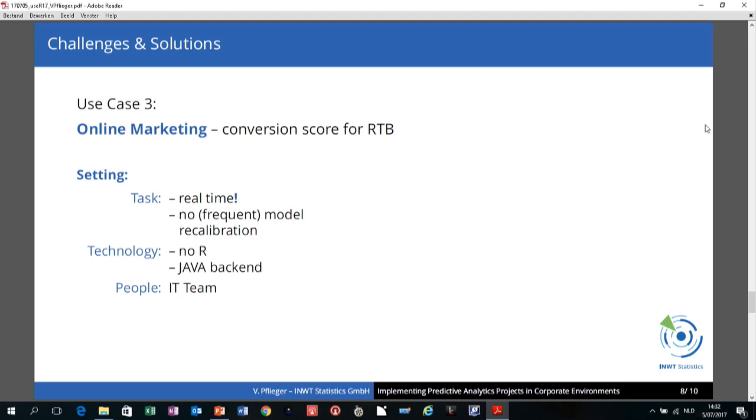Of course, this has to happen really fast in real time, but you don't really need a model calibration, because you can just set the parameters you need to make the prediction, to judge whether or not it's really worth booking that slot. And then in this case, people at the client side don't use R at all. They are just working with Java. And again, we have an IT team.